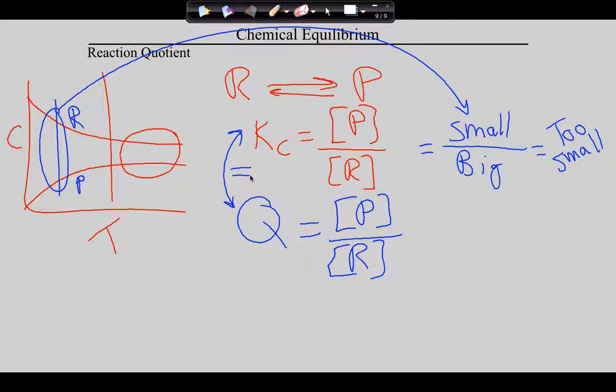Let that soak in. Kc, by definition, is based upon the equilibrium concentrations. Q is Kc solved at any set of concentrations. Does that make sense? So just a second. Let me roll with this for just a second. So guys, what value does Q have for us?